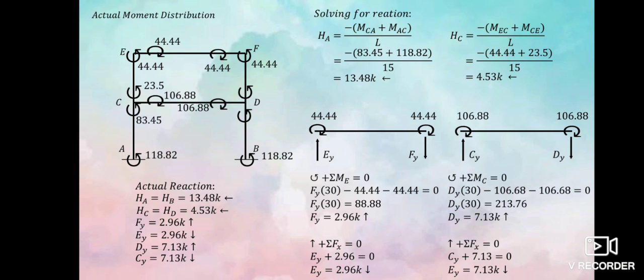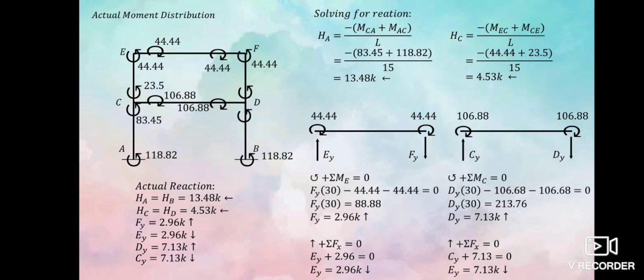This answer we've got: HA equals HB equals 13.48k because they are just the same lines. HC equals HD, you'd have 4.53k force going to the left, and force Y equals 2.96k going up, and so on and so forth.